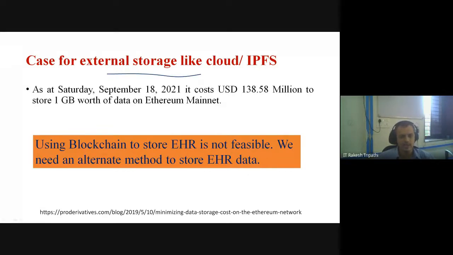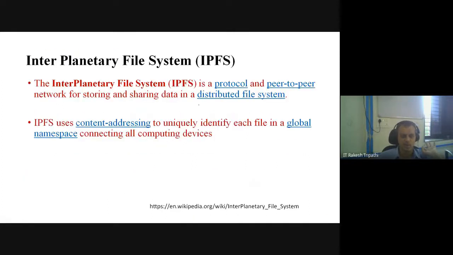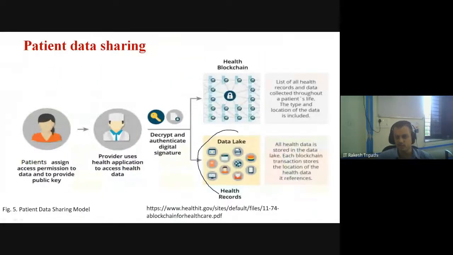Why? I cannot keep my EHR in blockchain because if I store 1 GB worth of data on Ethereum, it will cost me $138 million. It is very expensive. So what do we do? We require off-chain storage to store the EHR record. So what happens? I store in IPFS, InterPlanetary File System. So it's an off-chain storage kind of thing.